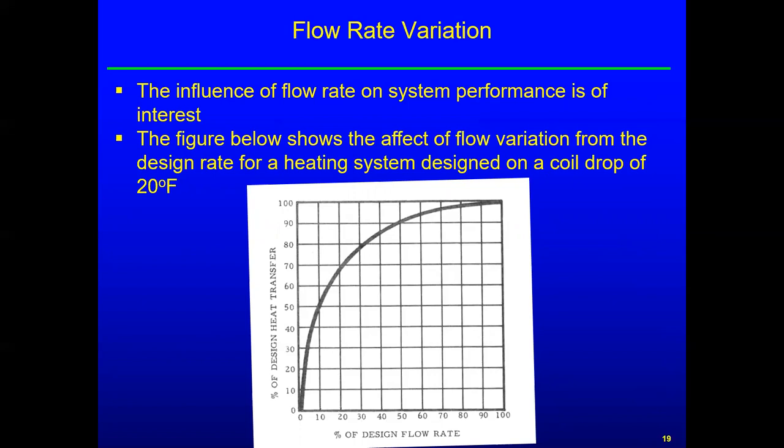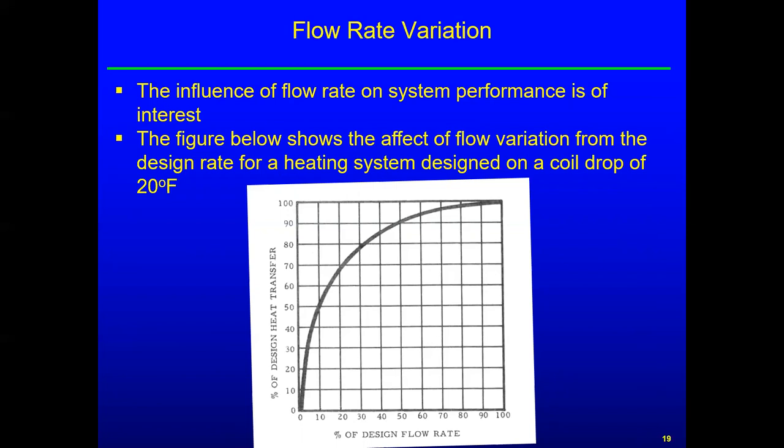So your valve has moved significantly, you've cut the flow rate 20%, and you've hardly adjusted the amount of heat that's going into the space. And then on the low side, at 10% design flow rate, we're still getting 50% of the heat. So what if you go to 5%? At 5%, you're down to 30%. So a very small adjustment makes a huge change.